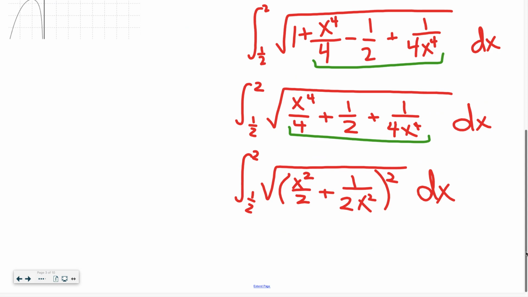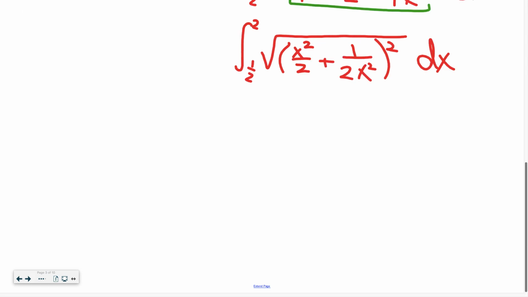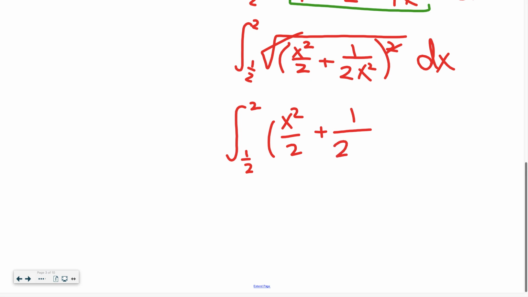Okay? And this was beneficial for us because now the square root and square can cancel. And we have the integral from 1/2 to 2 of x squared over 2 plus 1 over 2x squared.